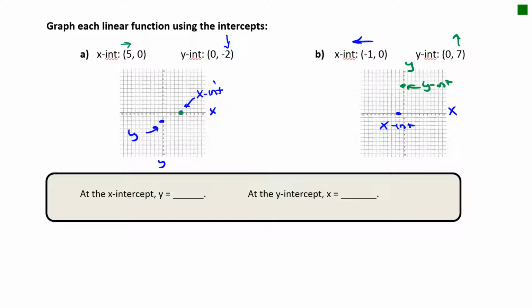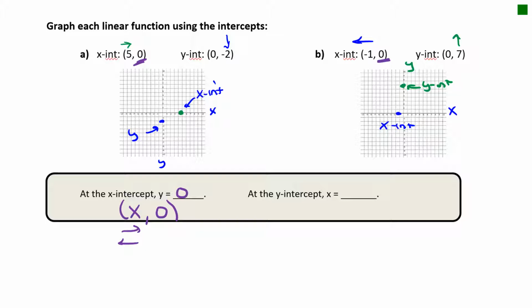Now we said there was something exciting. Look, look. What do you know about both of the x-intercepts? At the x-intercept, y is equal to 0. So it's always going to be a point x, 0. This will be how far right or how far left.